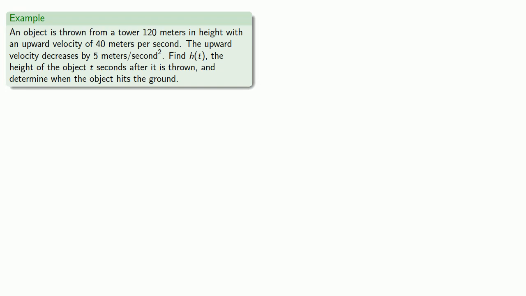So let's consider a problem. We have an object thrown from a tower some height and with upward velocity of some amount, and we know something about the upward velocity change. We want to find h of t, the height of the object, and determine when the object hits the ground. Now, given all of this information, it's helpful to consider the units of h of t, and since we've learned how to differentiate, we might consider the derivatives of h of t. h of t is the height of the object. And in this problem, it seems that we're measuring height in meters. So h of t is going to have units of meters.